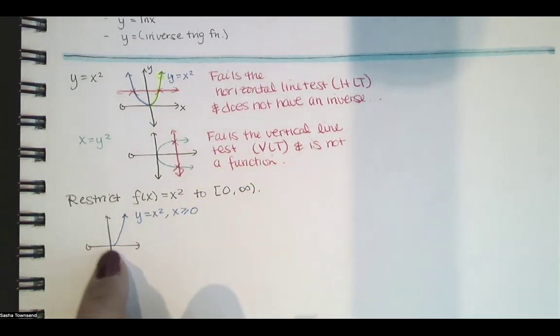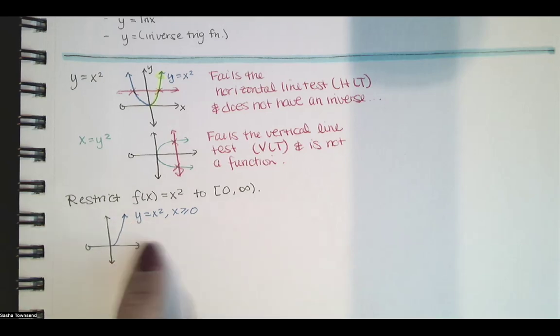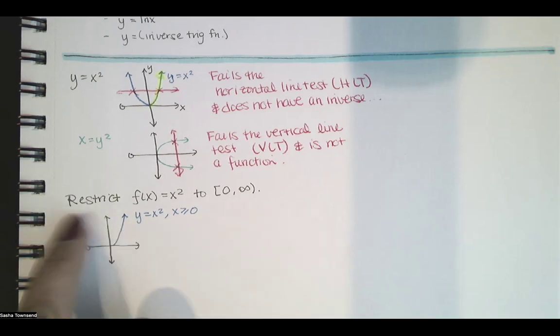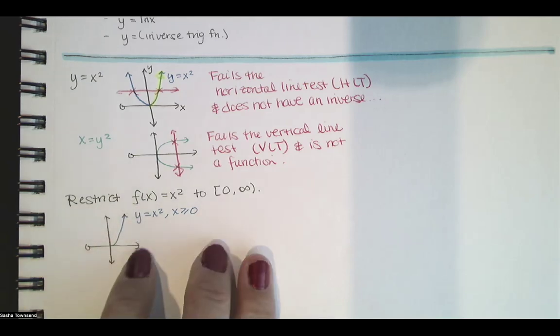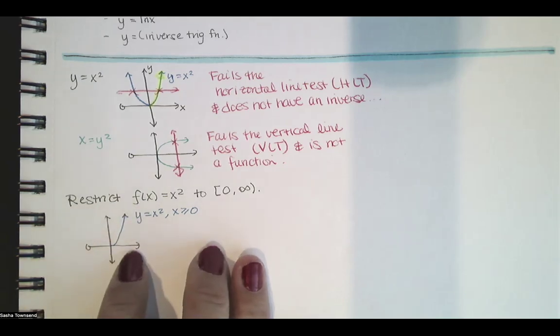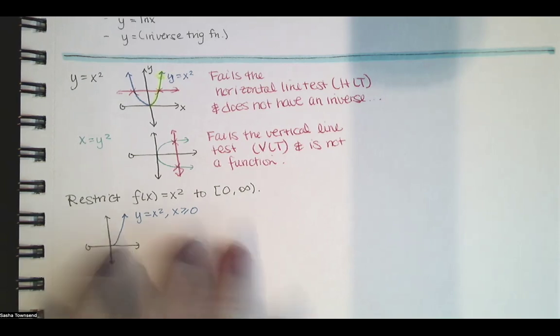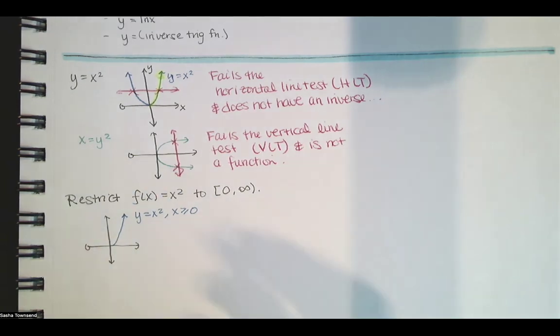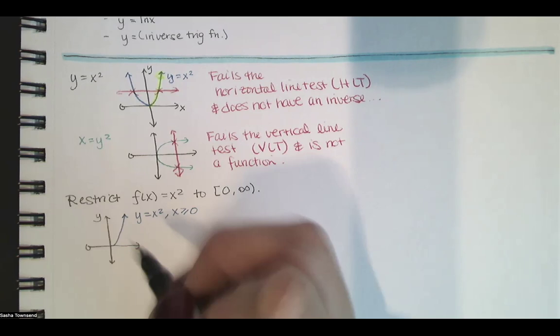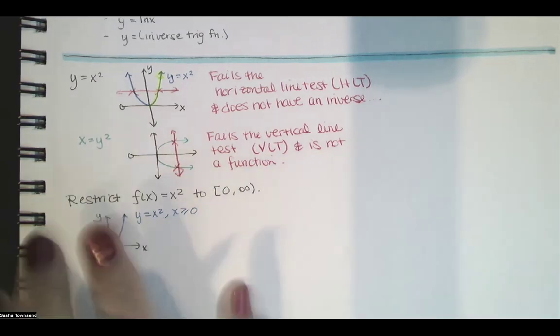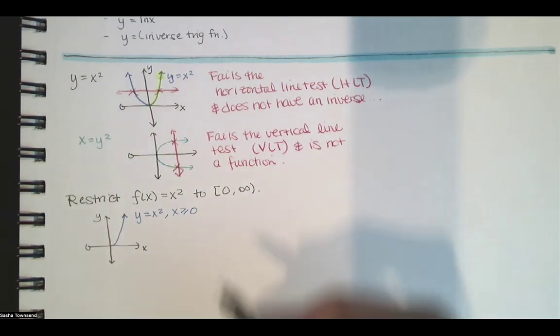Then every point in the range has a corresponding x value in the domain, and the function is 1 to 1. Now this passes the horizontal line test. Every horizontal line that we draw crosses the graph at most once. So this does have an inverse function. Okay, so it does have an inverse function. Now we can draw it.